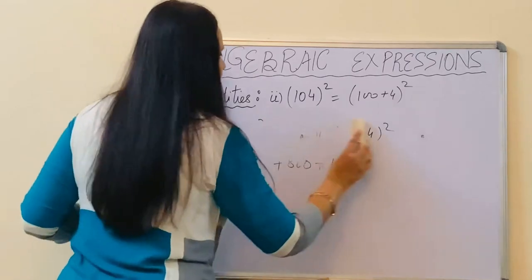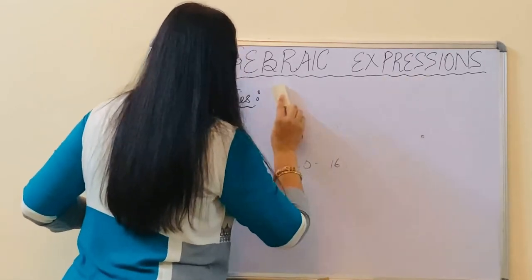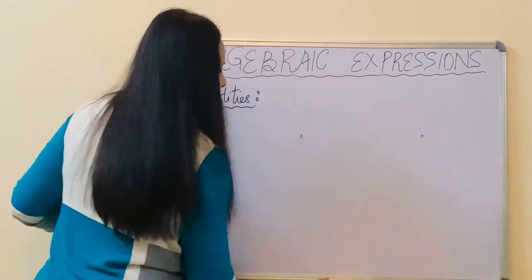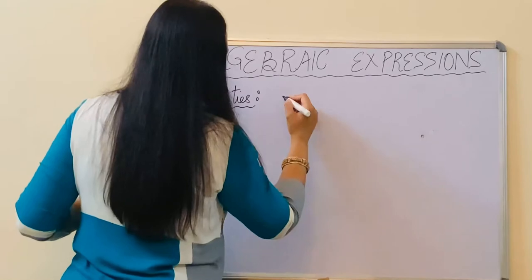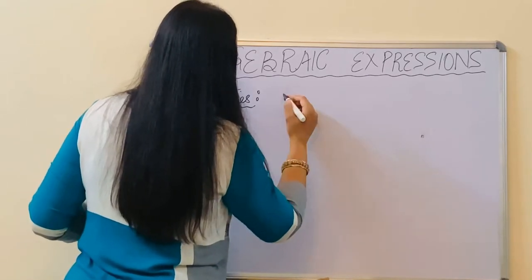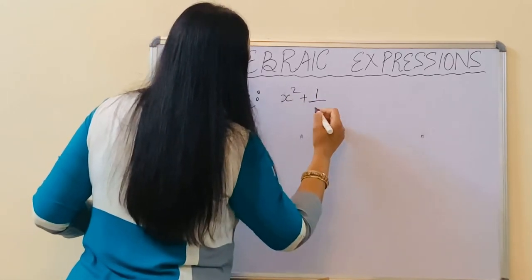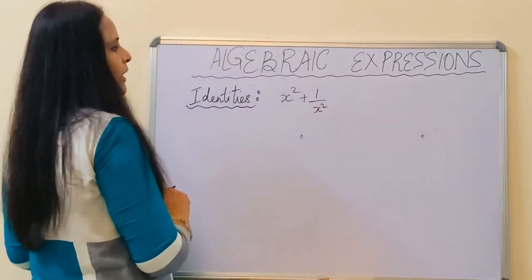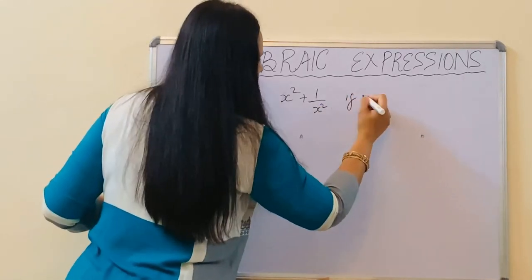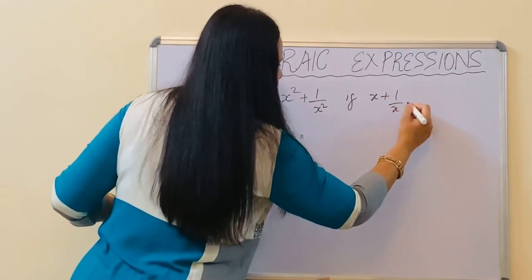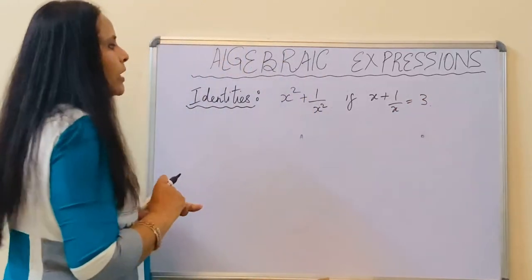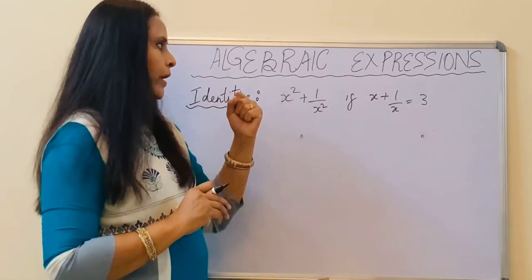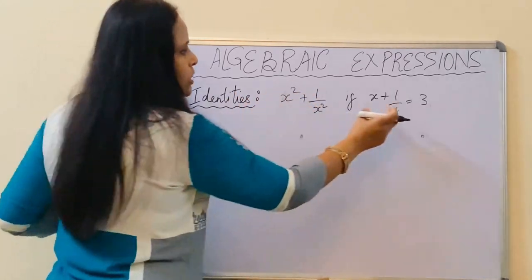Now the last one I am going to take is a little bit difficult. If you have x plus 1 by x equal to 3, you have to calculate the value of x square plus 1 by x square. How will you calculate the value of x square plus 1 by x square? We have to square this.